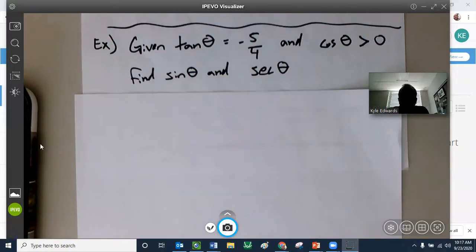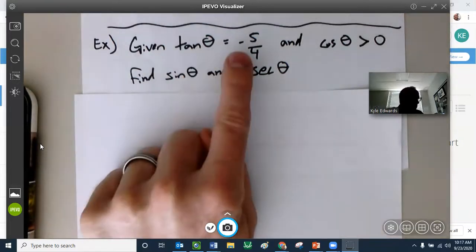Normally, if we were given this type of problem, we could just rip a triangle on our page. We could fill out what the tangent is, the sides, do the Pythagorean theorem to get the other side, and then answer whatever questions on sine and secant we need to answer. But now that we have the full circle and all these different quadrants to contend with, I don't know where to put that triangle. Okay? So far, all it's given me is that tangent is negative.